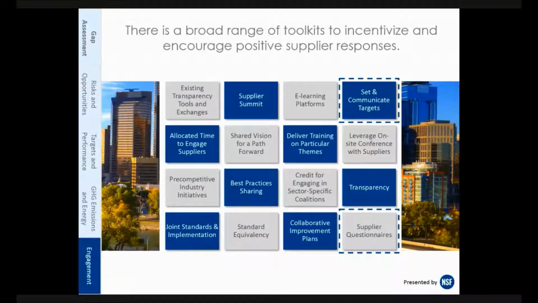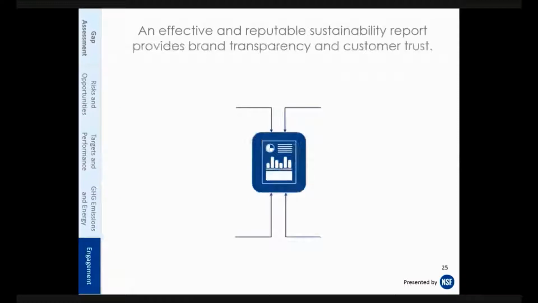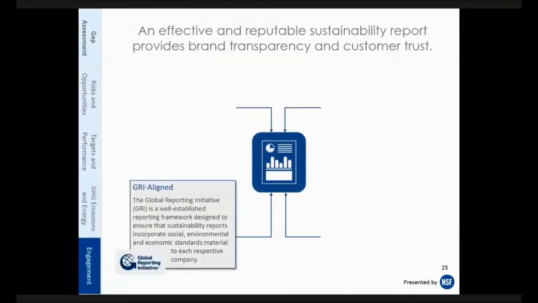And then the other thing is, of course, setting and communicating targets, which is a huge focus not only for a lot of companies, but also for the CDP questionnaire. And there's a lot of ways you can do that. Sustainability reporting is a really great way to communicate the goals and targets that you set as a company, and it's a really positive way to build brand transparency and customer trust. And so one of the most common ways that we're seeing sustainability reports is with the GRI, the Global Reporting Initiative. It's a really great framework that can help you organize your data and really report out on the important social, environmental, and economic standards.